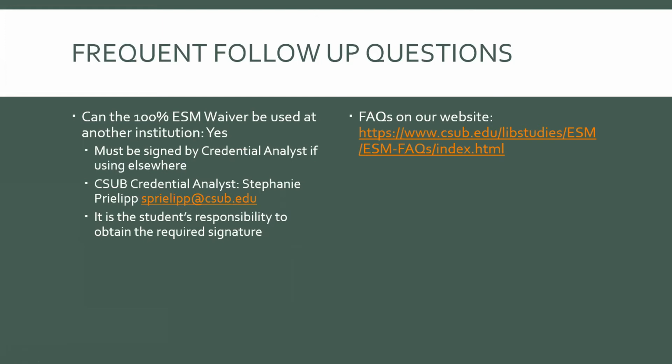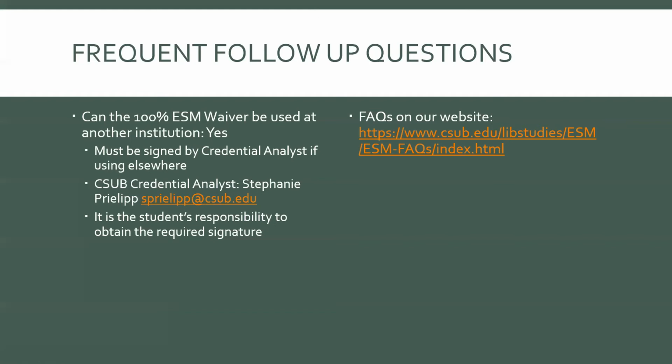However, there is an additional signature that you have to get. So when we send you your 100% letter, hypothetically, it's going to have our signature, and then it's going to have our program director's signature, and then there'll be an additional signature line for the credential analyst. If you're going to be attending at CSUB, you don't need to get that credential analyst signature because you're already here, we already have your records and everything.